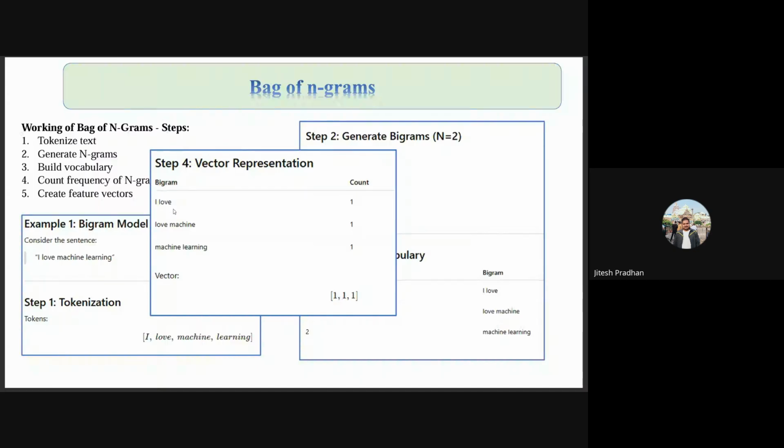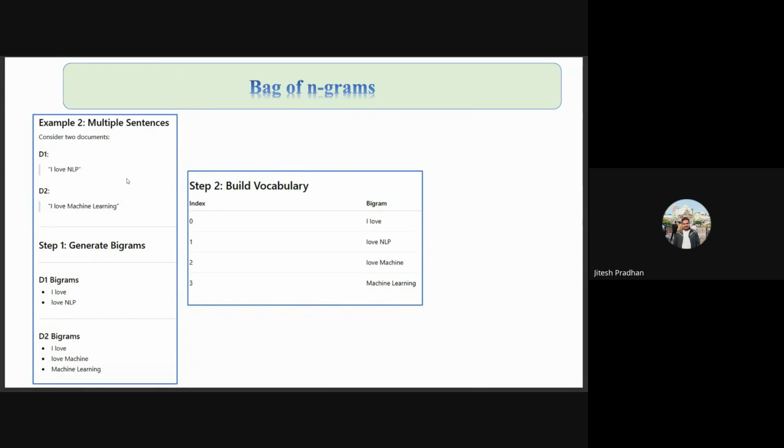Now in the next step, what happens? Now the vector representation: "I love" is 1, already present. "Love machine" is already present. "Machine learning" is already present. So the vector representation will be this. This is called bag of n-grams. Okay. Now bag of n-grams, another example.